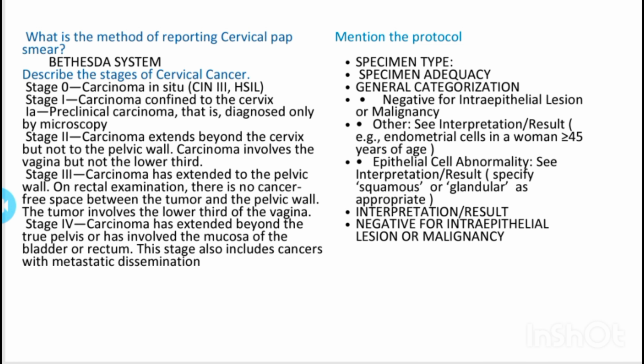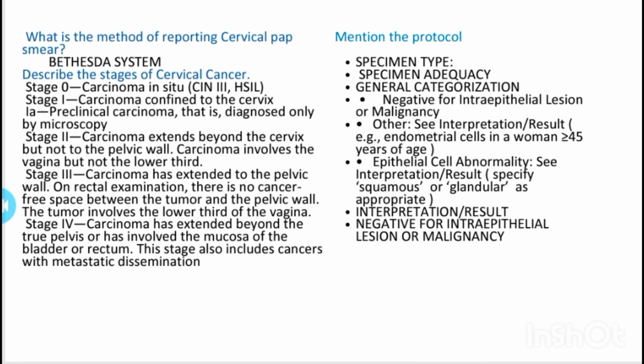Stage 1 is nothing but carcinoma confined to only the cervix. In that, stage 1A is a preclinical carcinoma which can be identified only by microscopy. Next, stage 2 means carcinoma is going beyond the cervix but not to the pelvic wall. It is limited to the upper part of the vagina. Stage 3 means carcinoma is extending to the pelvic wall and involving the lower third of the vagina. Stage 4 means it has gone beyond the true pelvis, or it has involved the mucosa of the bladder and rectum. This stage also includes cancers with metastasis. Okay, so this is the staging of cervical cancer.